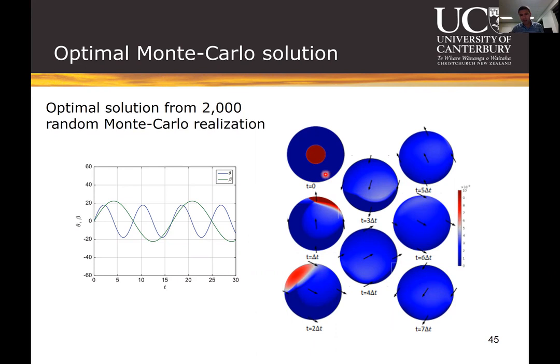So initially, the red dot here is where all the batter is concentrated. The arrows here indicate the orientation of the pan, and you see that at t equal delta t, the film has drained towards the top boundary of the pan. And here the red zone is where we've got a thick batter. And then this red zone sort of turns around the rim of the pan. And at the end, things look fairly uniform, but it's a bit hard to tell from that.